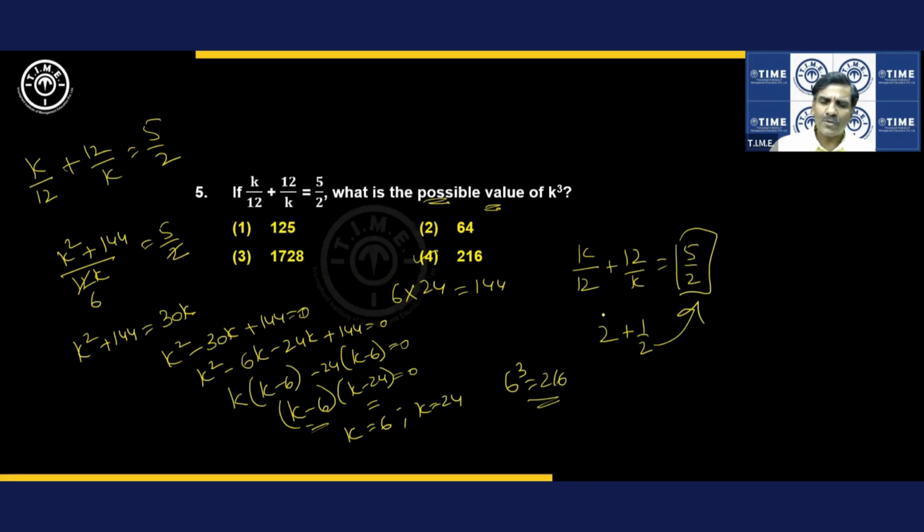If k by 12 is 2, it will be k is 24. If it is 1 by 2, it will be 6. So that is the other way of interpreting the left-hand side part and getting the answer for that question, right? So let's move on to the next question.